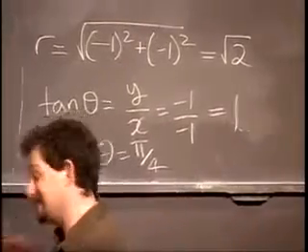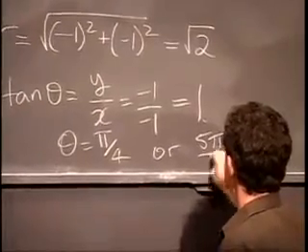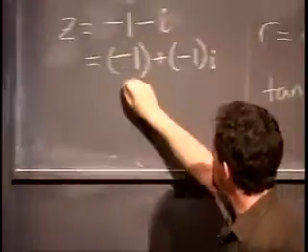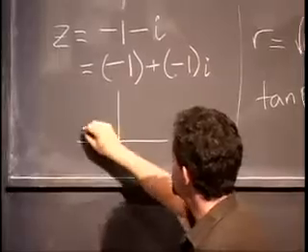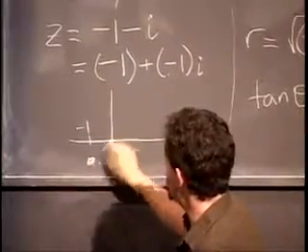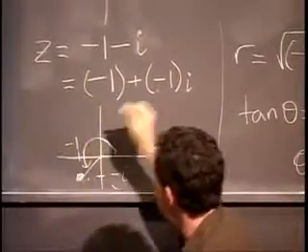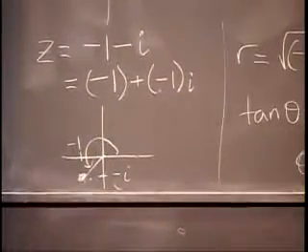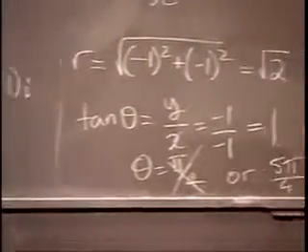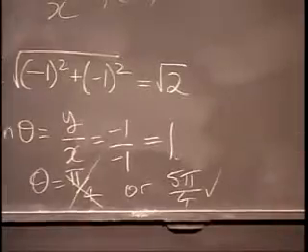Well, it could be 5 pi over 4. That's another number. That's in the third quadrant. Well, which one is it? If we just plot the point, you get minus 1 minus i. The point is clearly in the third quadrant. This angle cannot possibly be pi over 4. Not true in this case. 5 pi over 4 is the one we want.